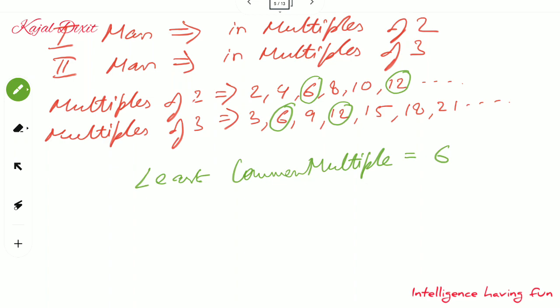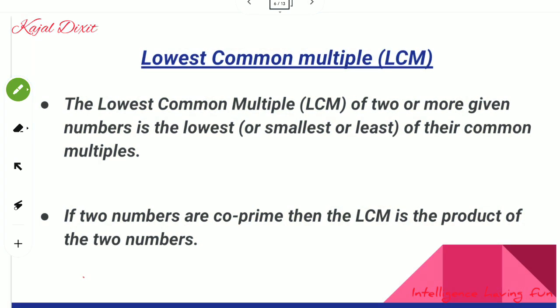Let us discuss LCM in detail over here. So what definition goes with the lowest common multiple? The lowest common multiple of two or more given numbers is the lowest, or smallest, or least of their common multiples, as we have seen just now in the example of 2 and 3.